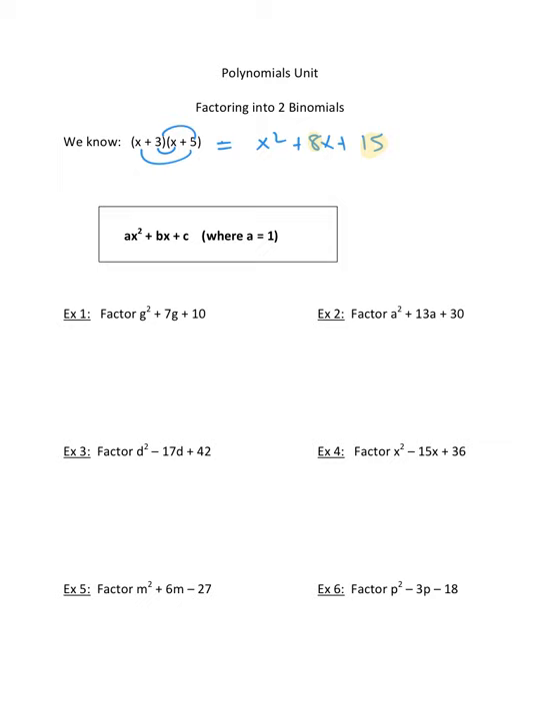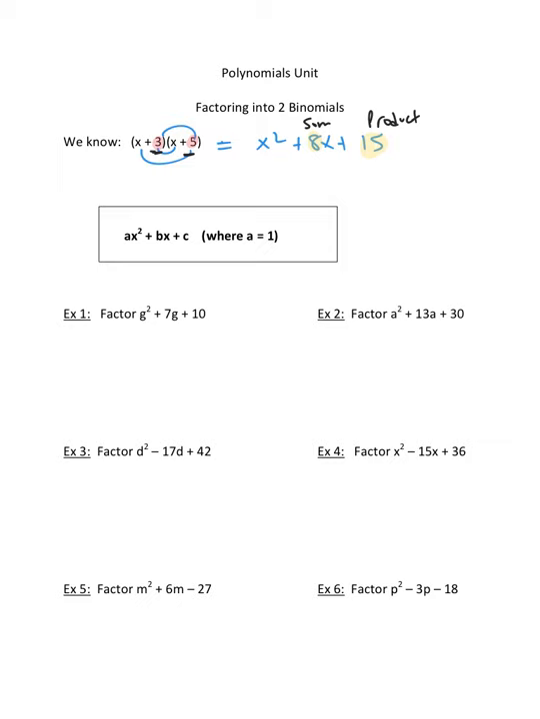And if you look at these numbers over here, 3 and 5, they have a sum of 8 and a product of 15. So the middle term will always give you the sum of these two numbers, and the constant at the end will always give you the product of these two numbers when a is 1.